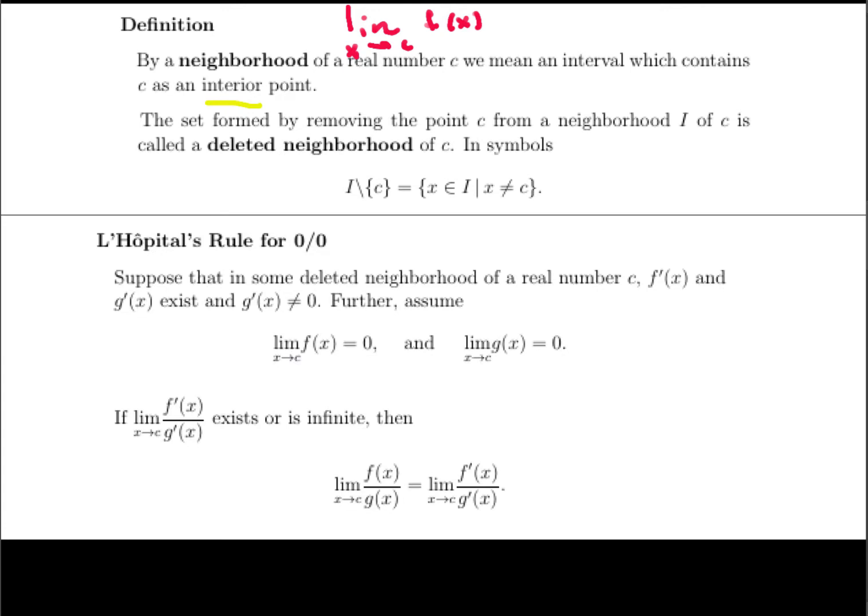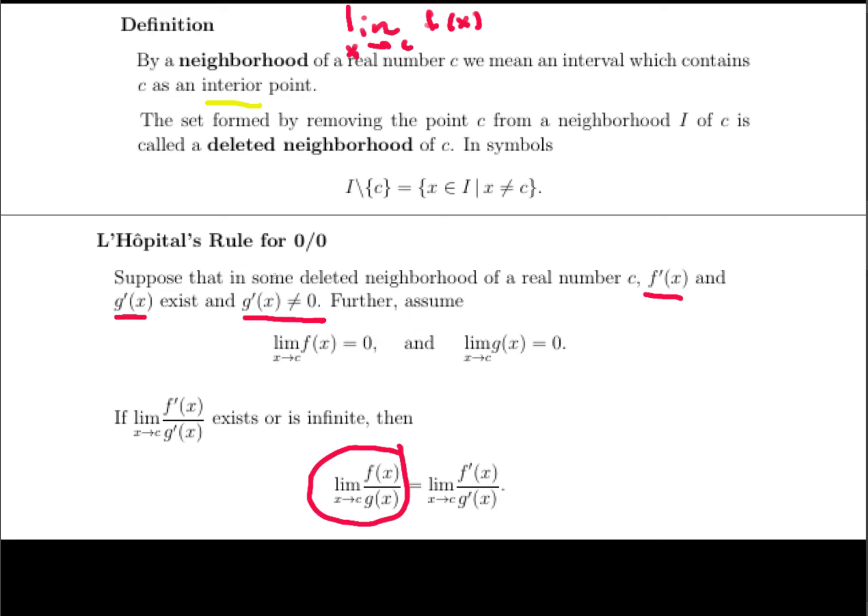So here's the setup. Suppose that in some deleted neighborhood of a real number c, so we don't care about at c, but anywhere near c, both f prime and g prime exist, and the derivative of g is not 0. And then we'll assume that we're going to have some indeterminate form, that the limit as x approaches c of f is 0, and the limit as x approaches c of g is 0. So we're looking at a ratio here, and we have that the top is going to 0 and the bottom is going to 0. That's an indeterminate form.